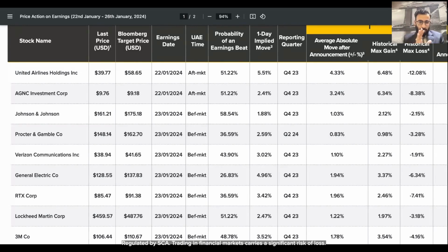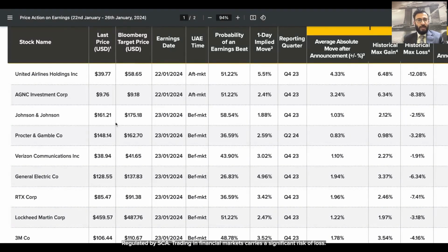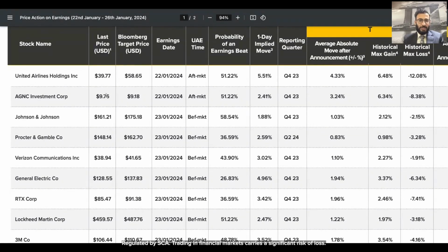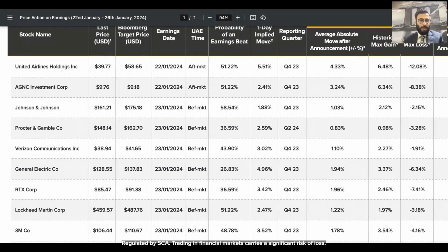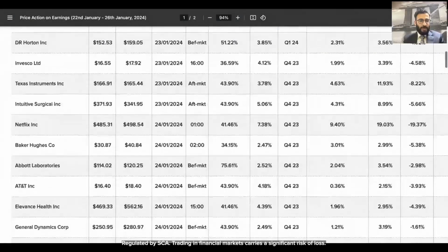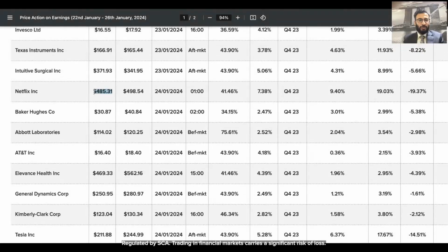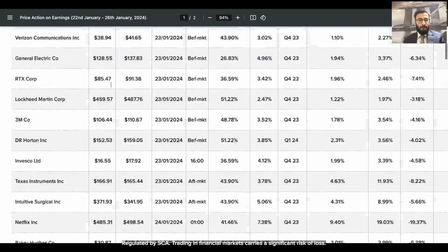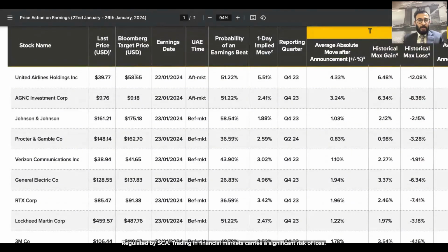So the first column which you see contains the list of the companies which are going to disclose their financial results. This is between 22nd to 26th. This was already made, and today we are on 25th. The next column which you see is the last price. So basically, when the strategy was made, what was the price at that time? As you can see, for Netflix also we prepared it, the last price was 485 when this was prepared, right?